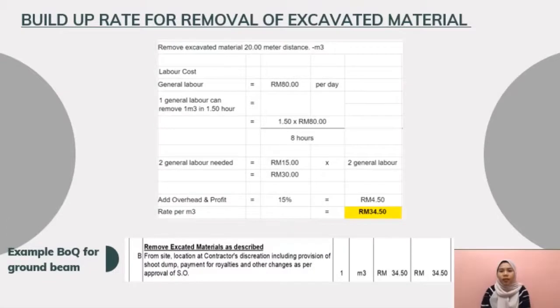Okay, for the second item, which is removal of excavated material, the rate for this item is RM34.50 per meter cube. And for the example of bill of quantity, let's say the quantity is the same as the excavation for trench, so the total cost will be RM34.50.